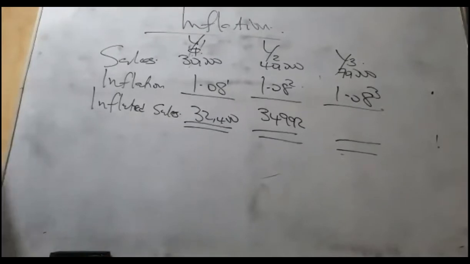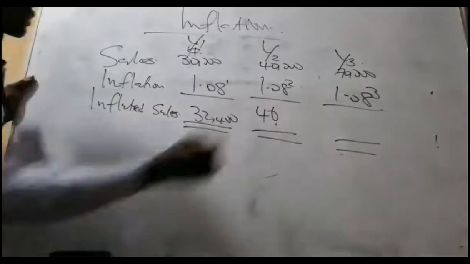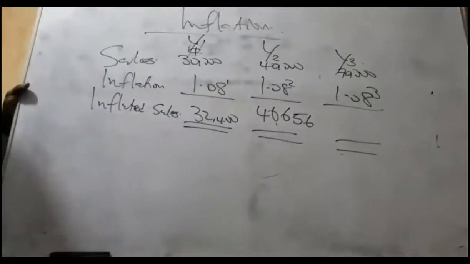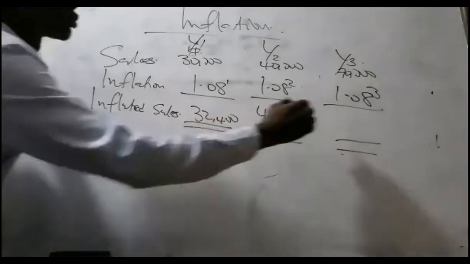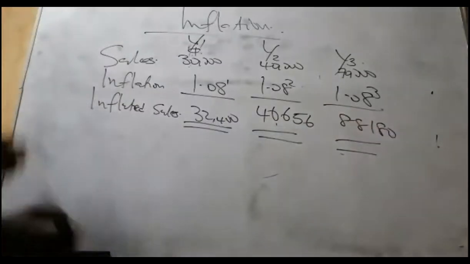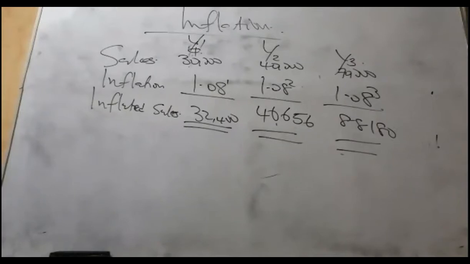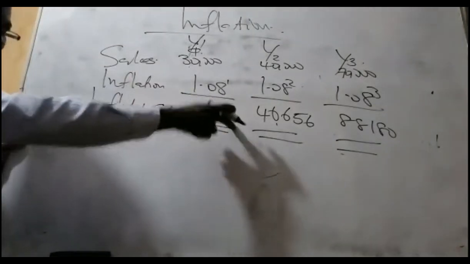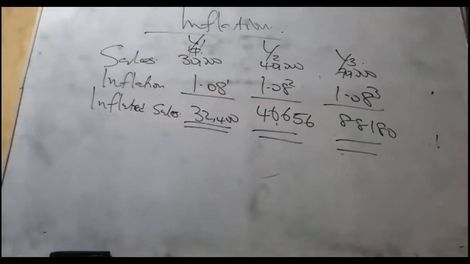Year 3 will be 88,180. So this is how you inflate the cash flow. Then you use this in the NPV calculation. So in the NPV, your sales revenue will be 32,400, not this 30,000, because the cash flow must be inflated. Agreed. Perfect. So that is the inflation.